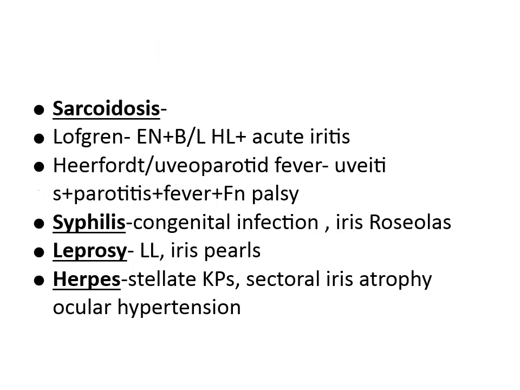Now I'll be talking to you about certain key points in each of these conditions. First is sarcoidosis. In sarcoidosis you will have to remember two conditions. One is Lofgren syndrome: erythema nodosum plus bilateral hilar lymphadenopathy plus acute iritis. The second one is Heerfordt syndrome or uveoparotid fever, wherein the patient will have uveitis plus parotitis plus fever and a facial nerve palsy.